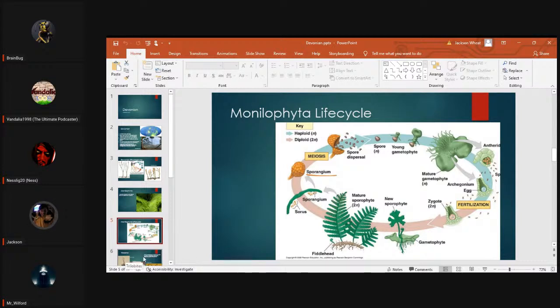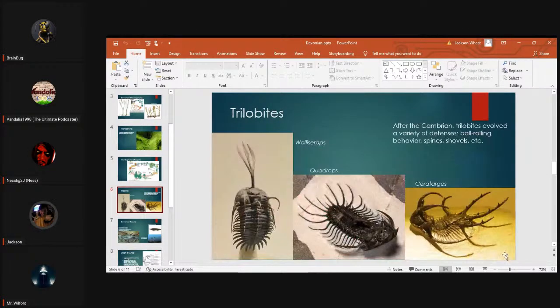All right, so let's shift gears from plants, because we've made this complicated enough. I apologize. Let's talk about trilobites. Yay! More complex. I'm sorry, this is the only arthropod slide I have. So the cool thing is in the Cambrian, that's where you get your sort of stereotypical trilobites. Trilobites did not evolve ball rolling behaviors or spines, shovels, any of that kind of stuff until later.